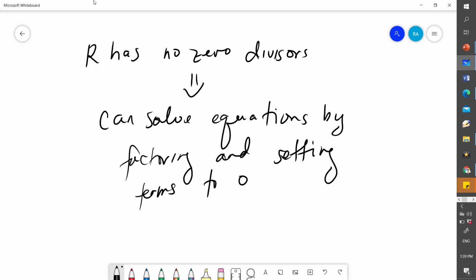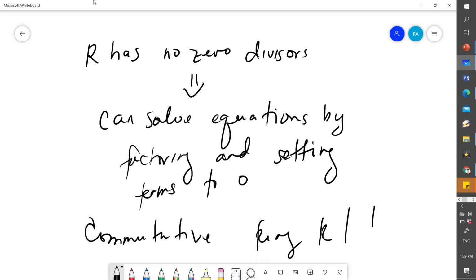There's a term for such a ring, which is called the integral domain. So an integral domain is a commutative ring with a multiplicative identity 1, okay, so a commutative ring with a multiplicative identity of 1 and no zero divisors.